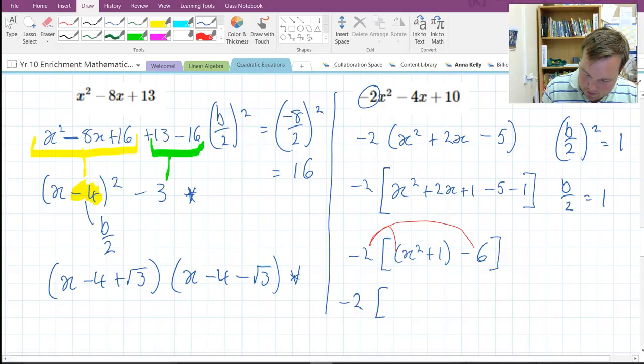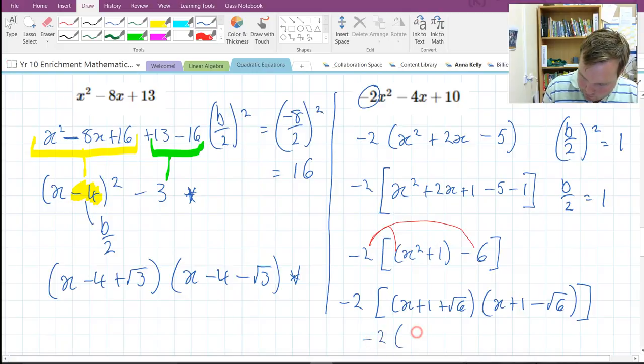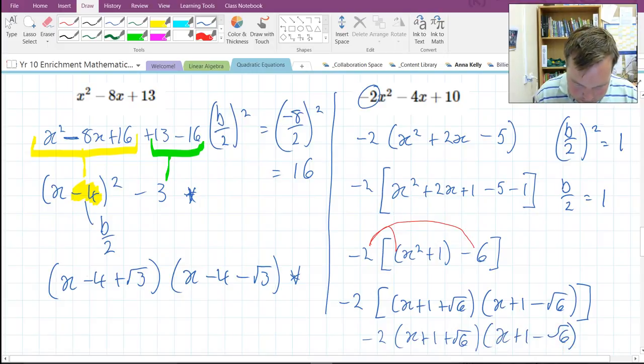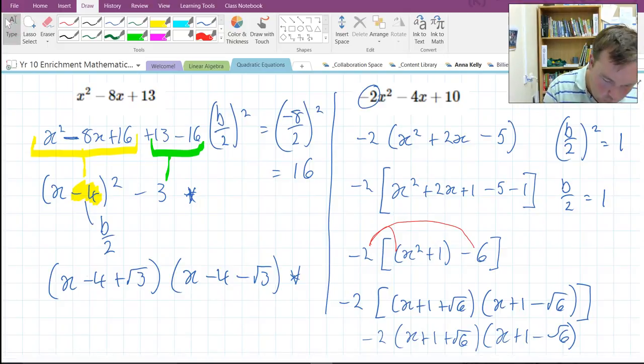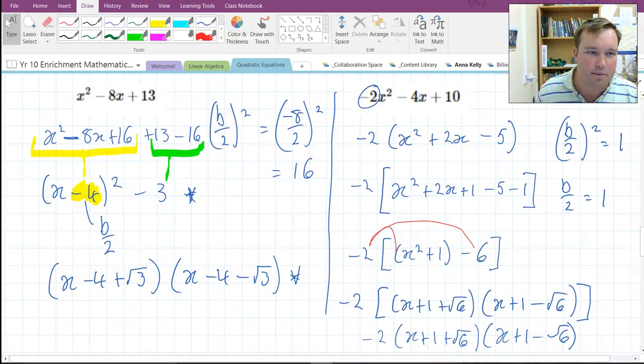Minus 2 bracket x plus 1 plus root 6, x plus 1 take root 6. And now we can write the minus 2 out. x plus 1 plus root 6, x plus 1 take root 6. That's an interesting root, 6. Alright. One more to go. One more to go, and I'm sorry, I know this has been a long one.